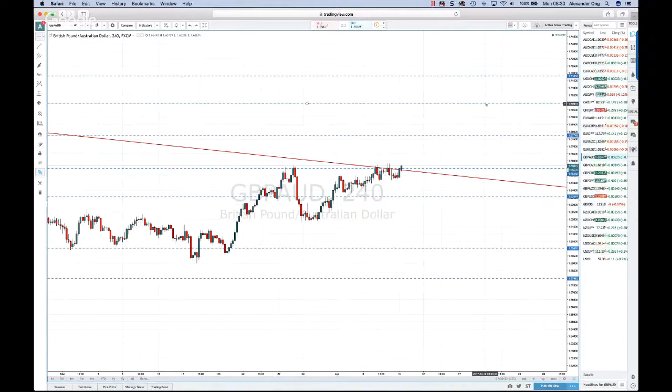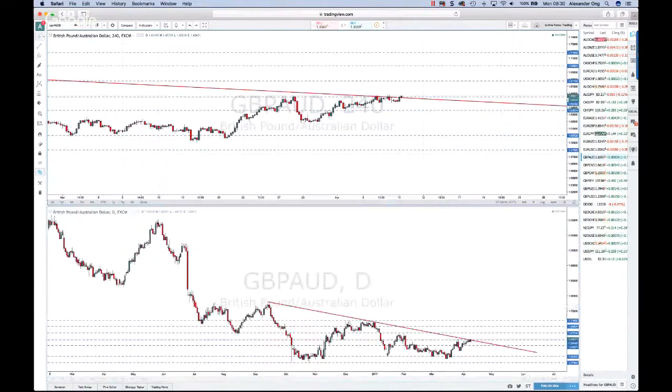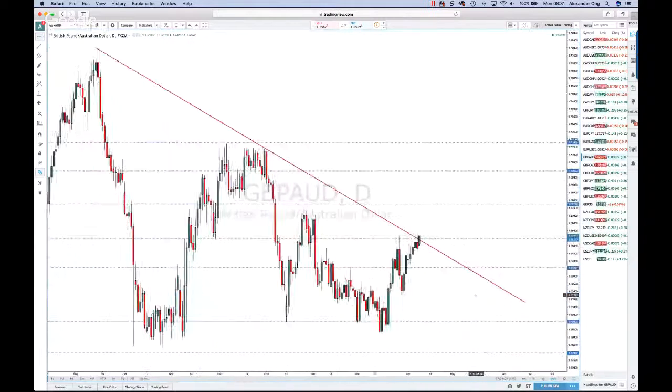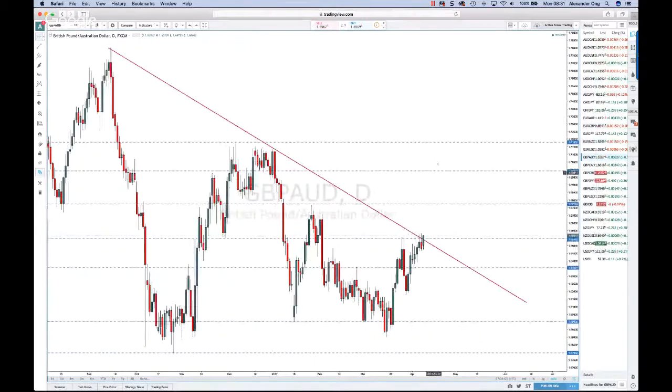Sure, we have this shorter-term momentum to the upside, but if we have a look at the daily here, we've got a lot of reasons to be sellers. If we put the context around it, is it likely that the market's just going to go all the way up here without having some sort of a pullback in between? I think it's unlikely. So very happy to be sellers around this area here. But let's see what happens.